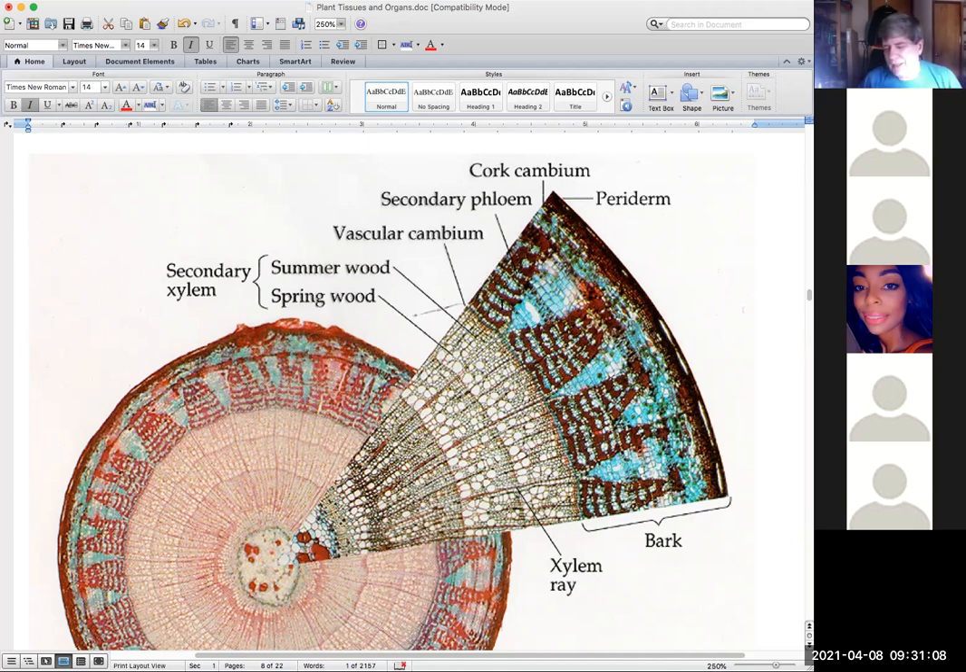Now, outside the vascular cambium, we see these kind of triangles. This is the secondary phloem.